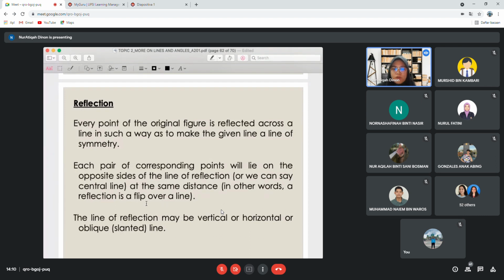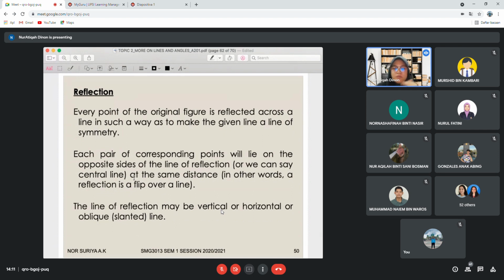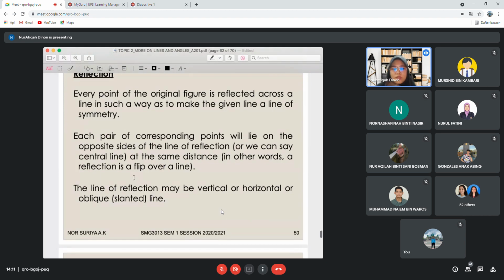For example, you draw on one paper and then you fold it, and the drawing is transferred to the other side of the paper. That is how reflection is. And the line of reflection may be vertical, horizontal, or oblique, a slanted line. So it is a straight line, but it can be vertical, horizontal, or slanted, slanted toward the left or towards the right.